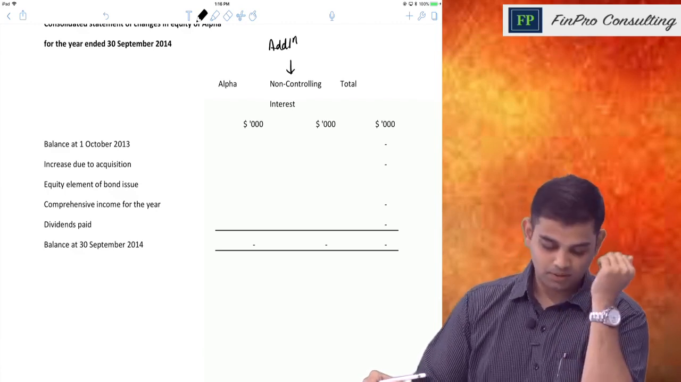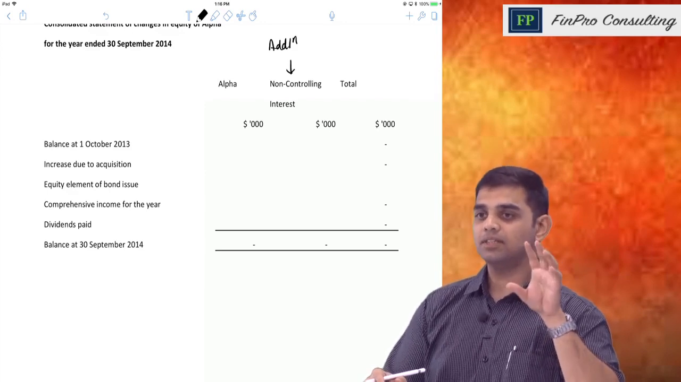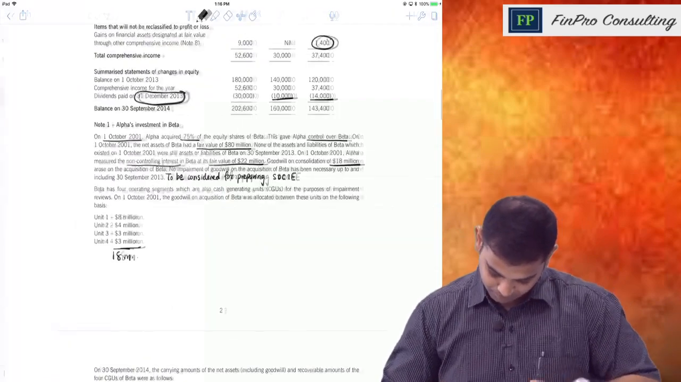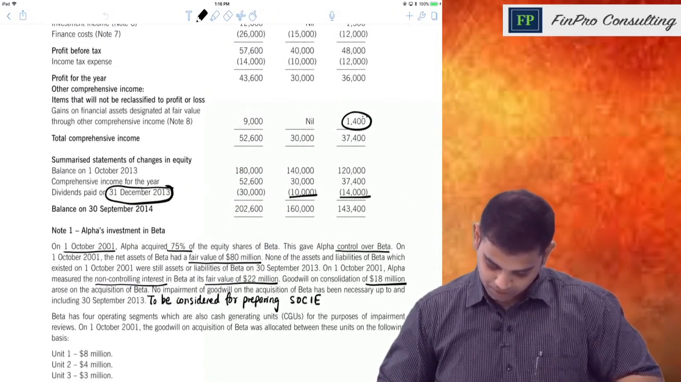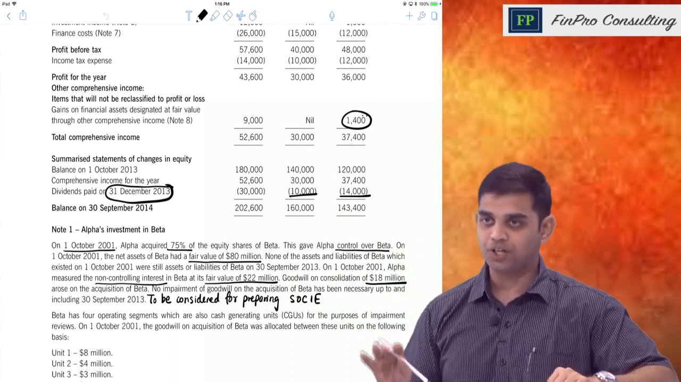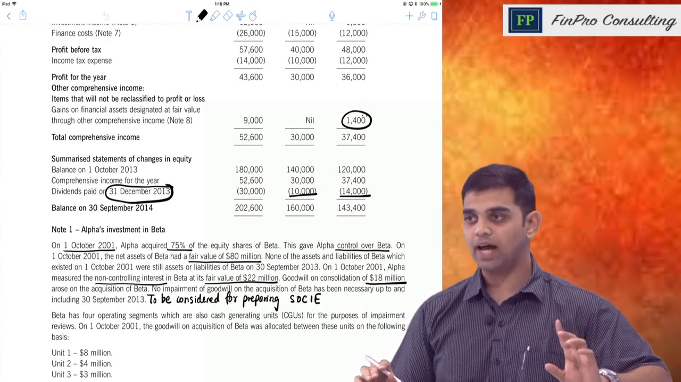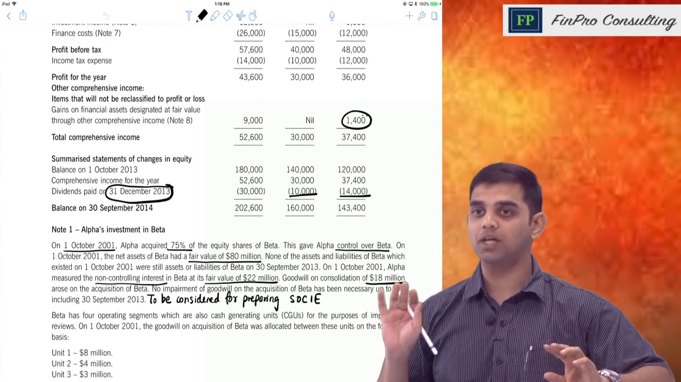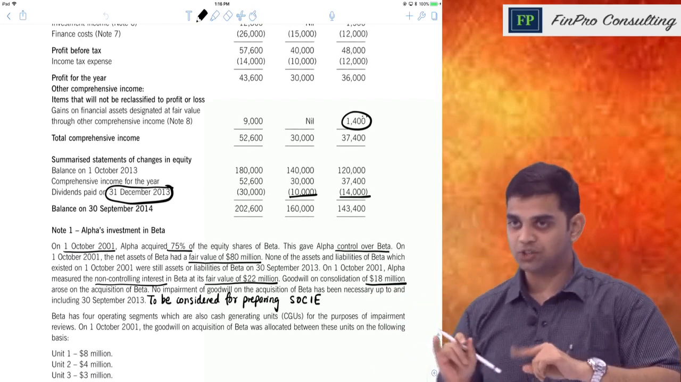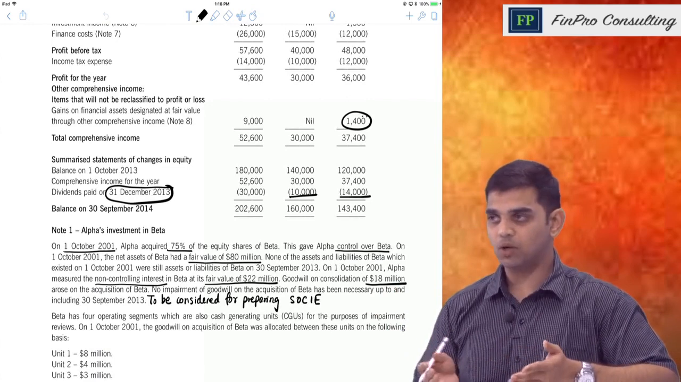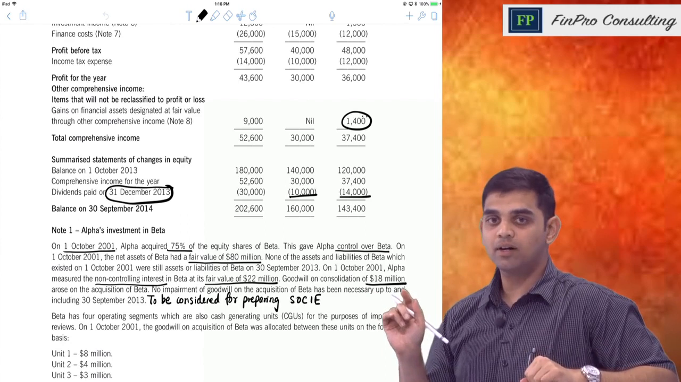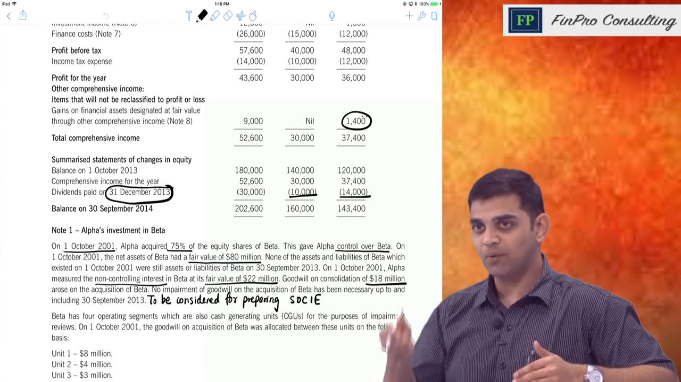Now this is the statement of changes in equity given in the problem. 1,80,000, 1,40,000, 1,20,000. Now what I have to do is compute the consolidated equity. Are you getting me? Now tell me one thing, whether I should include 1,80,000? Yes, because it is alpha's own equity. Whether I should include 1,20,000 relating to gamma? No, because it was acquired during the year.